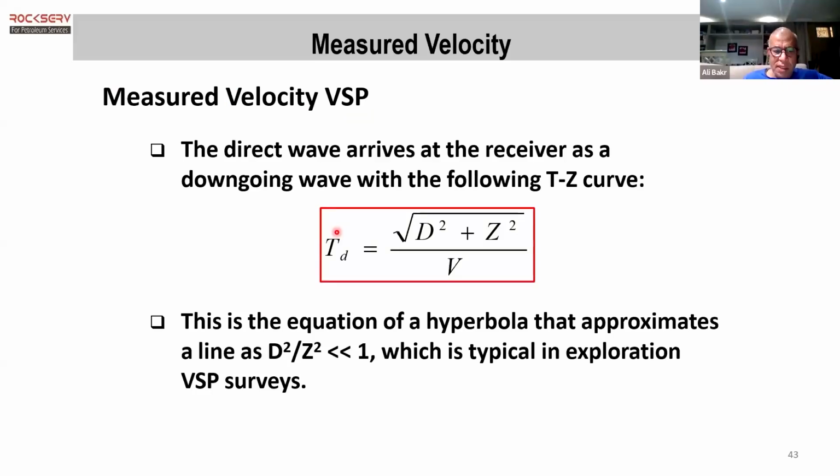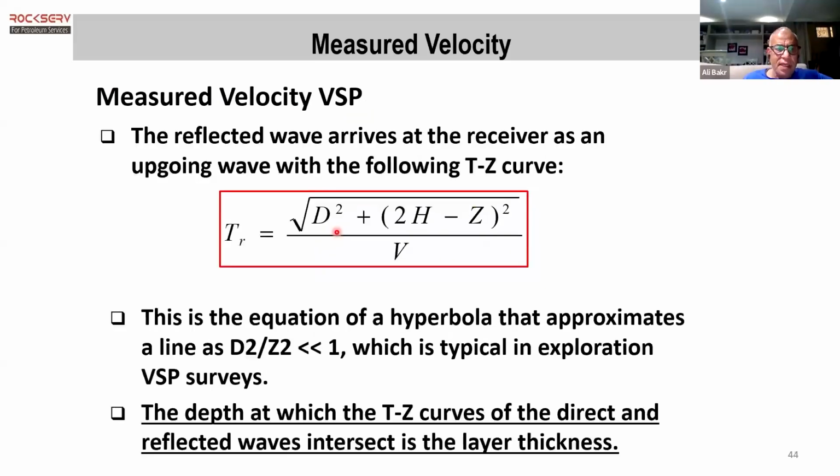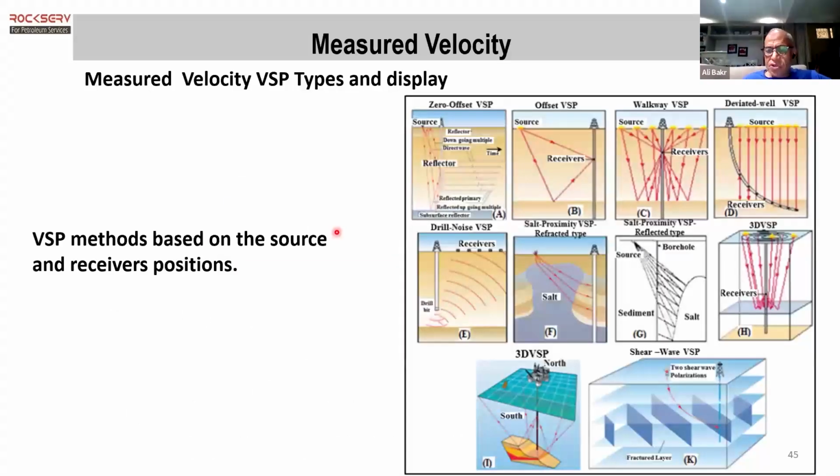For the VSB, also I'm going to jump this. I'm going to show you the different types of VSBs in the front view: the rig source, zero offset, walkaway, deviated well, 3D VSB, different types, all of them. But by the end of the day, this is one of our measured velocities that we use.